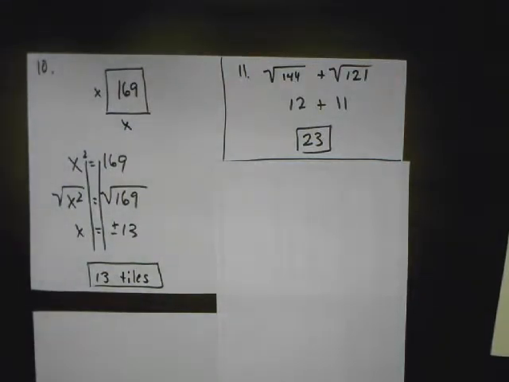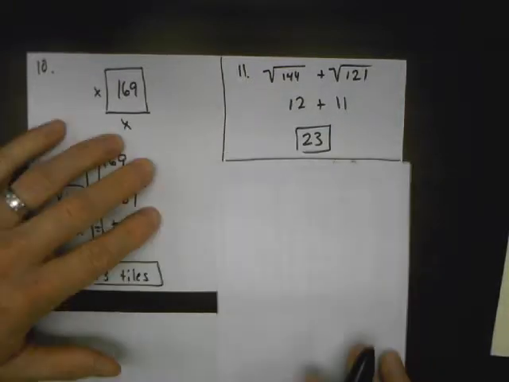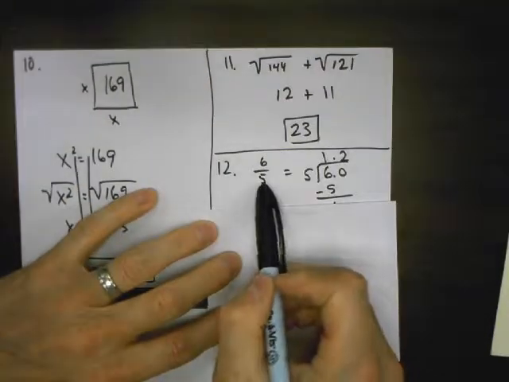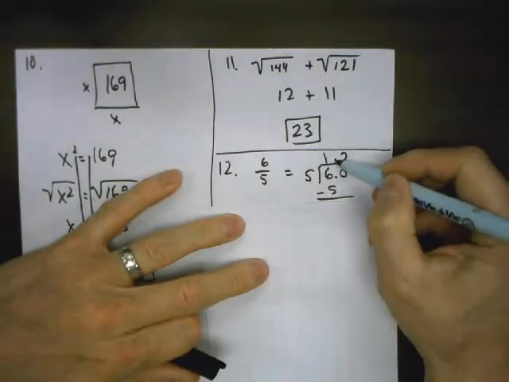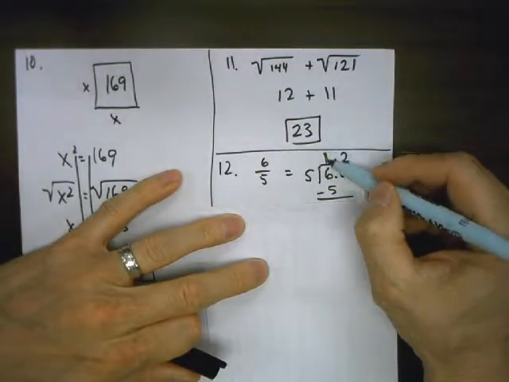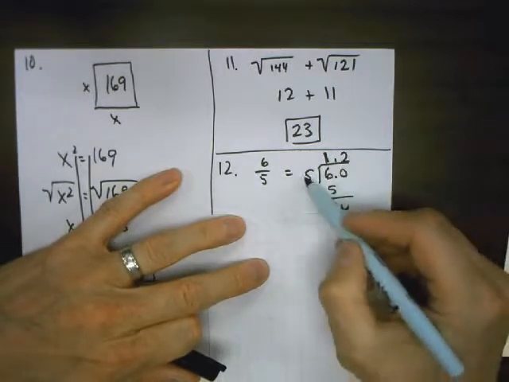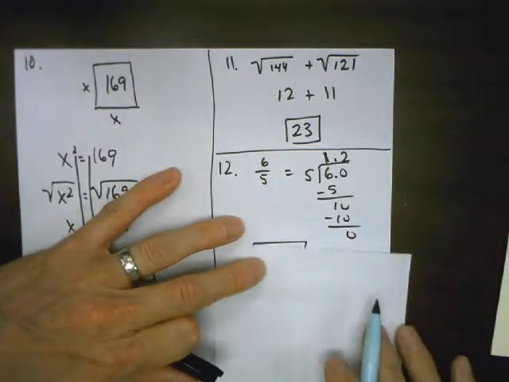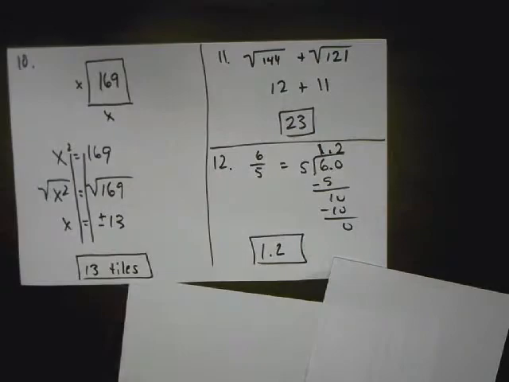Number 12 says, write the fraction 6/5 as a decimal. So we just divide. This goes in, this goes out. Put your decimal here, right? Bring it up top. 5 goes into 6 one time. Subtract. 5 goes into 10 2 times. And 1 and 2/10 is the answer.